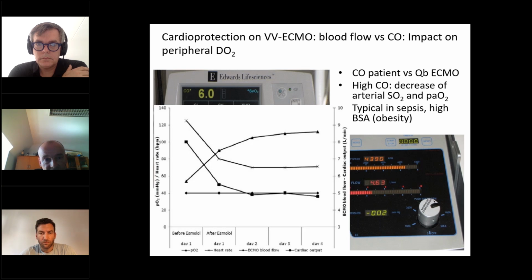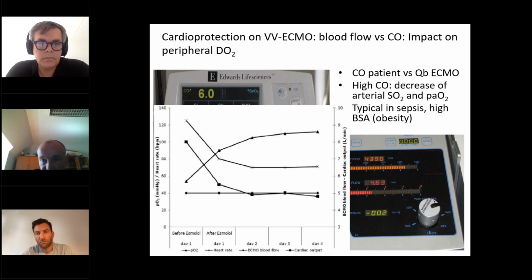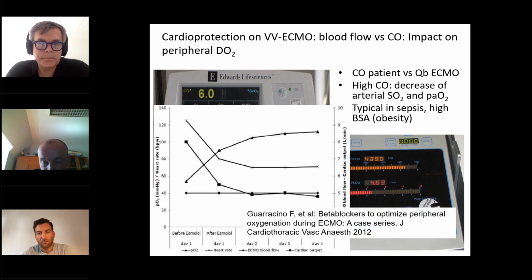So what you can do is apply a well-titratable beta blocker and bring down the heart rate, and with the heart rate coming down, your peripheral saturation comes up, because then the cardiac output somehow matches the output of the ECMO. It has something to do also with the size of the cannulas, but one may argue that it has nothing to do with peripheral oxygen delivery. I agree, because this is more probably a cardioprotective measure: by saving a couple of systolic beats, you improve the oxygenation, and it's more probably for cardioprotection.